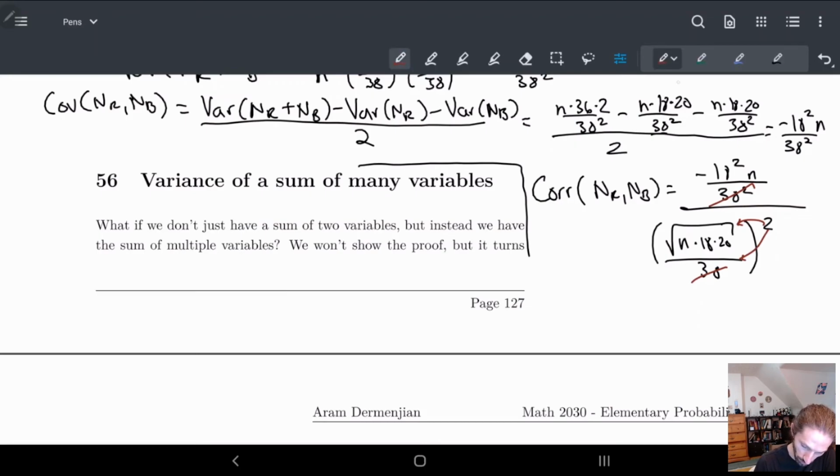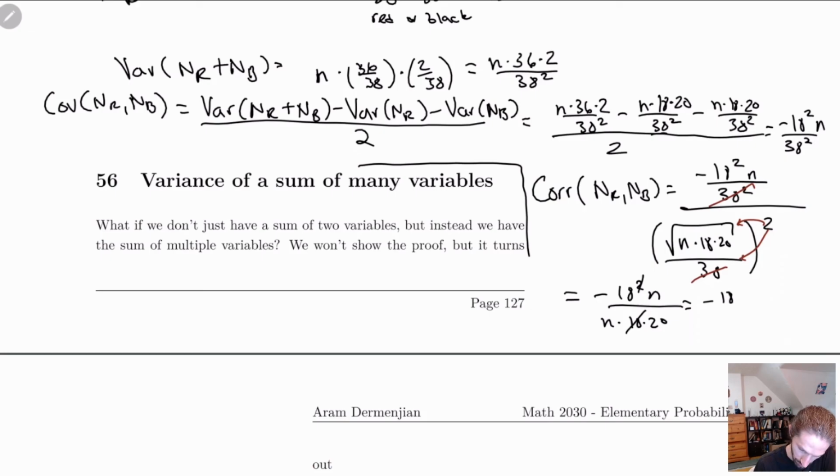And so we're left with, this is running out of room, minus 18 squared n over n times 18 times 20. The 18s cancel, so we get minus 18 n over 20n. The n's cancel, so we get minus 9/10. Bam! All of that to get minus 9/10. But now we know the correlation between getting red and getting black. It's roughly minus 0.9. So they're really negatively dependent on one another.